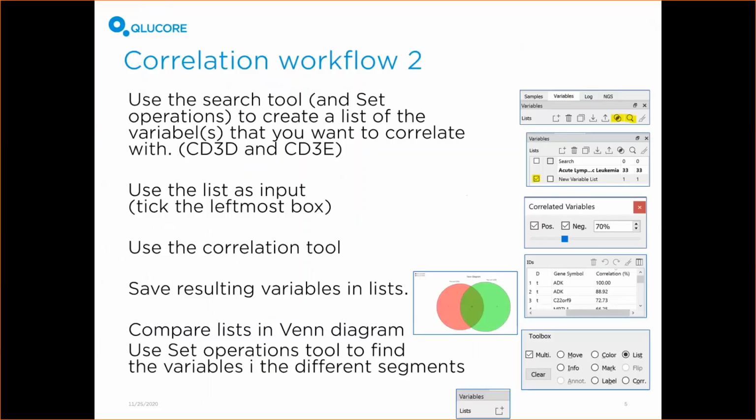We're going to look at another workflow, and here we are going to use the search tool to actually create lists of the genes that we want to work with. And here we're also going to have a look in the Venn diagram of our results and see if there are similarities between the lists. So let's see how we can do that.